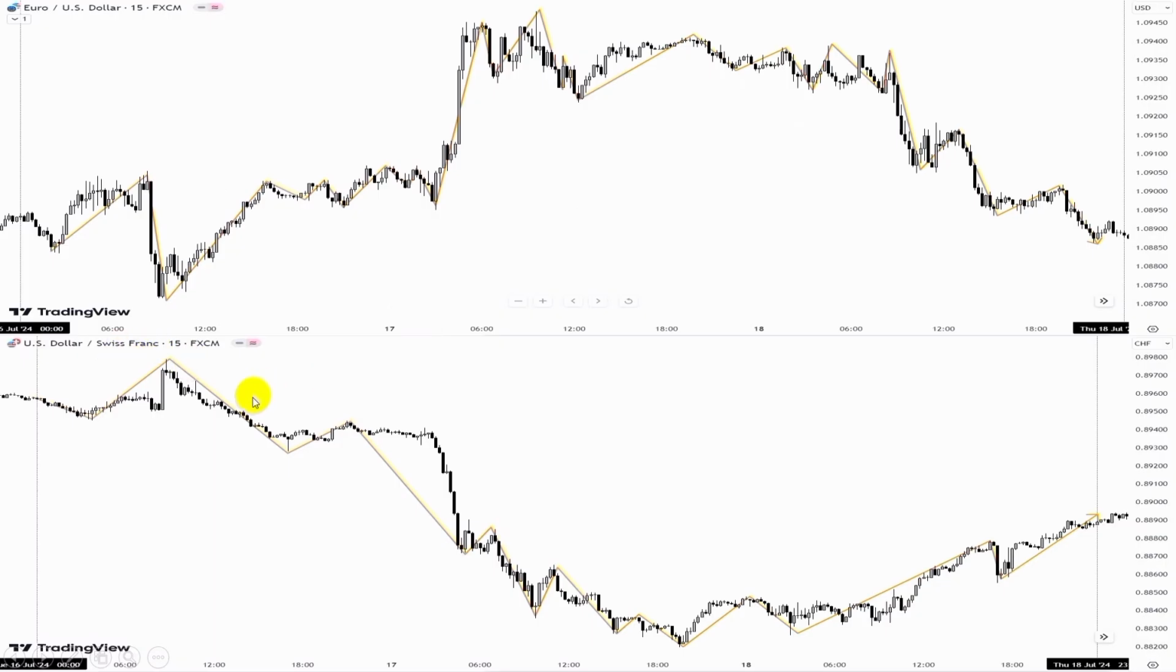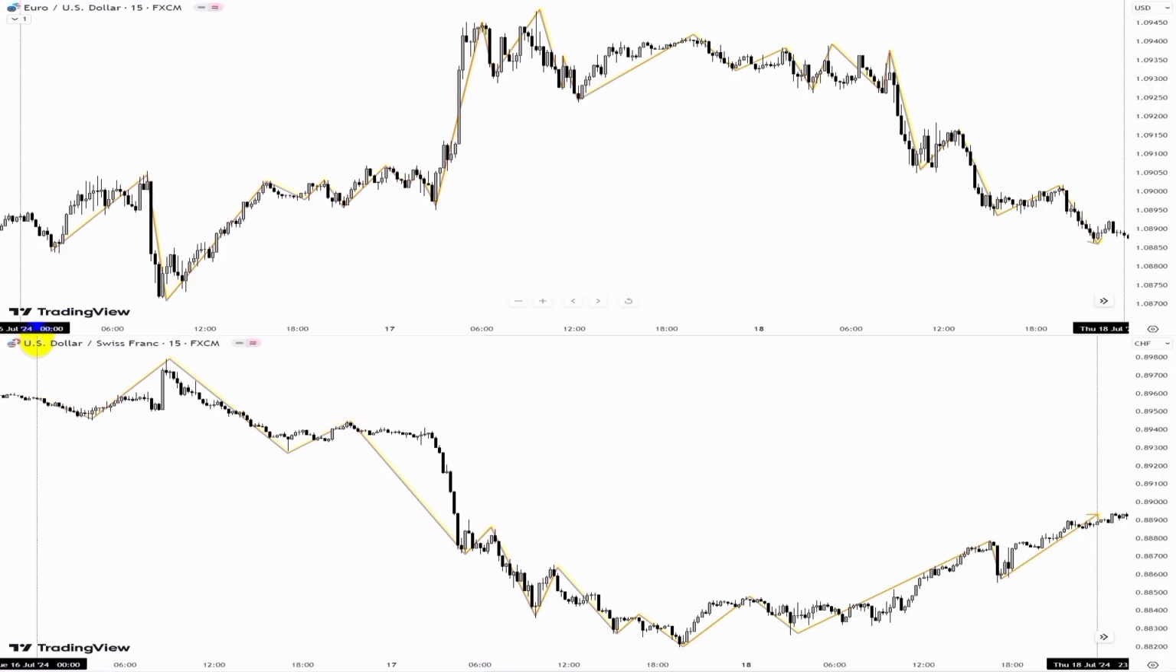The Euro USD and the USD CHF are negatively correlated because the base currency of the first pair, which is the euro, and the base currency of the second, which is USD, have very different monetary policies, economies, and geographic locations. So for the same reason the previous pairs are positively correlated, these pairs are negatively correlated. So that is what you must understand.